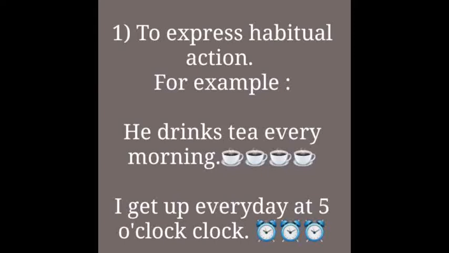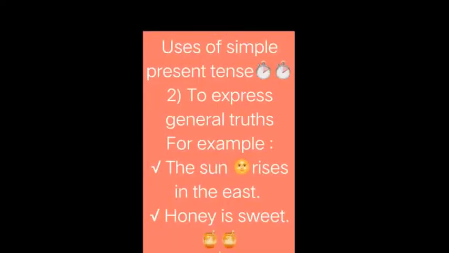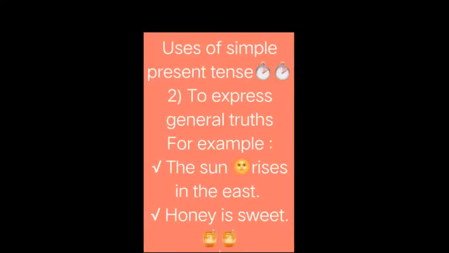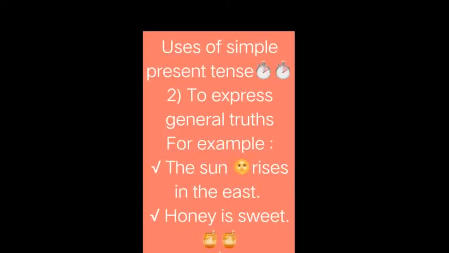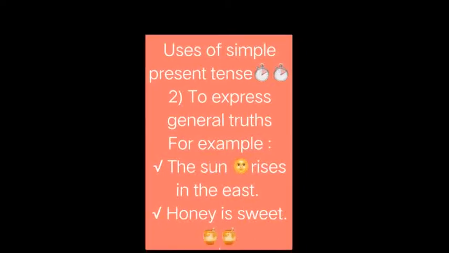Now let us move on to the next use of simple present tense. Simple present tense is used to express general truths or universal truths. What do you understand by universal truths or general truths? Truths which are widely accepted. For example, the first sentence says, the sun rises in the east. It is a universal truth, a general truth. So that is why rises is used. Again S is used along with the verb. The sun rises in the east. So it is used to express general truth.